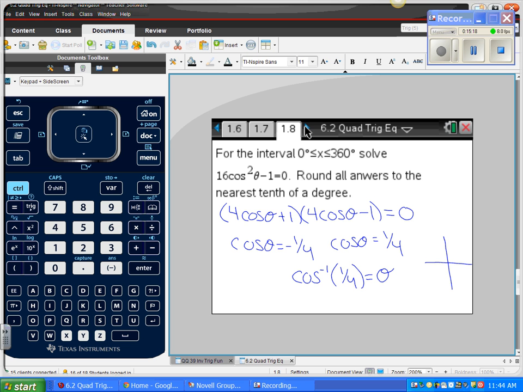I have cosine set equal to a positive 1/4 and cosine set equal to a negative 1/4. How many solutions am I going to have? Where's cosine positive? You're right. Say it again. Yeah. Cosine's positive in the first and fourth. Where's cosine negative? Second and third. I'm going to have a solution in every single quadrant. Okay? What's my reference angle? 75.5, tenth of a degree. Okay? 75.5 is my reference angle. It's also my angle in the first quadrant. Find me my rest of my solutions.